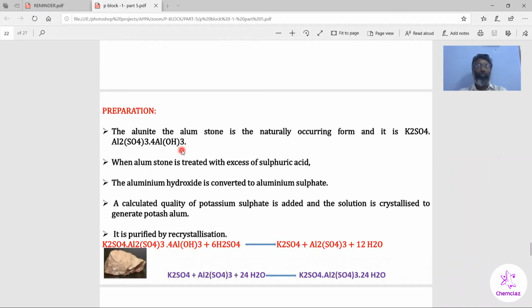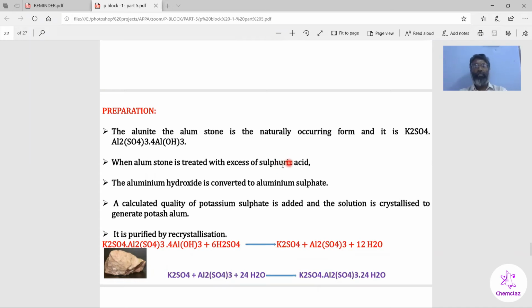Okay, so what is the difference between potash alum and alunite? Only Al(OH)3 is different. In potash alum there is no Al(OH)3, but in alunite there is the presence of Al(OH)3. Okay, so this alunite is powdered well and treated with excess of sulfuric acid.